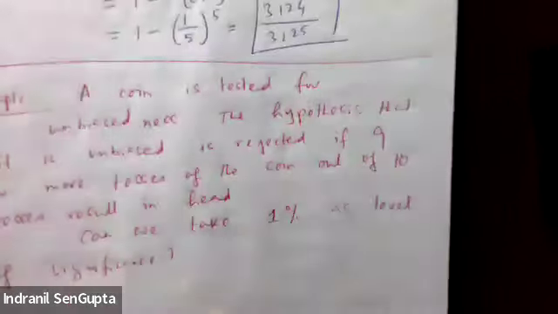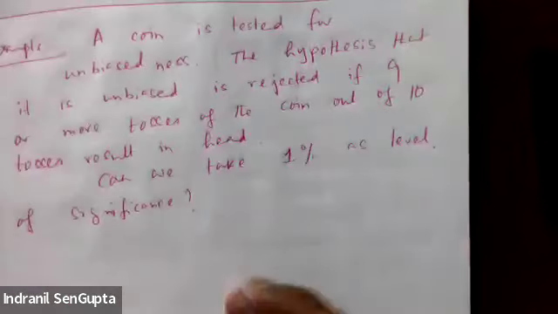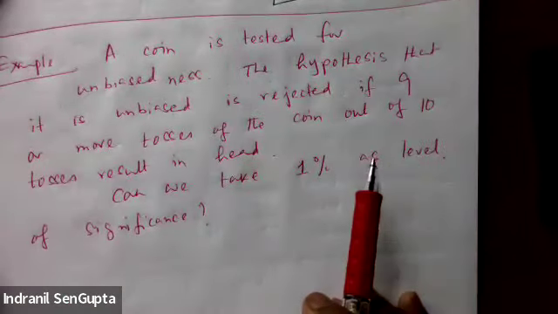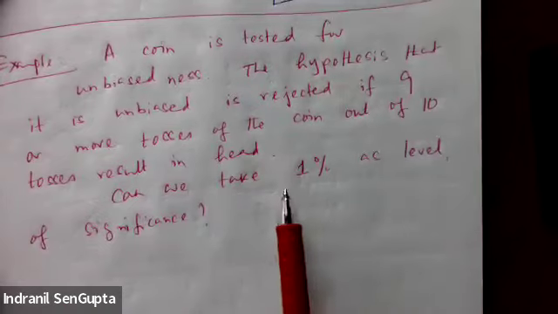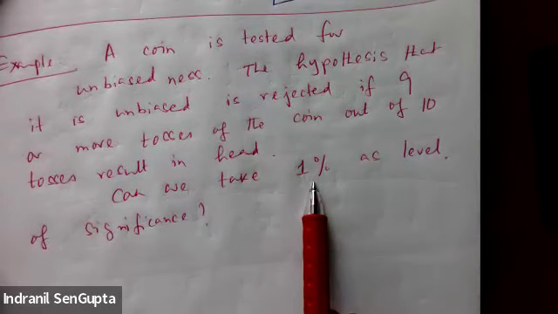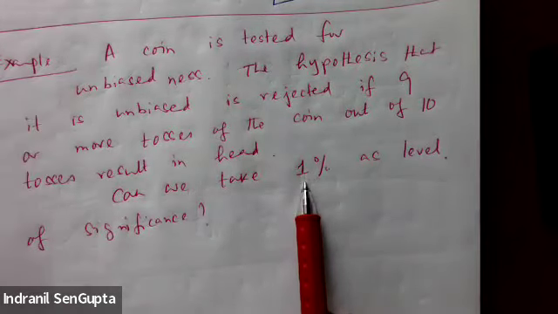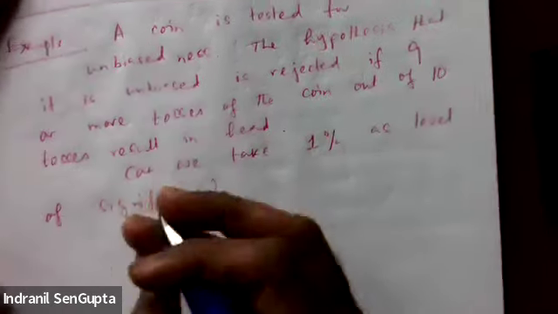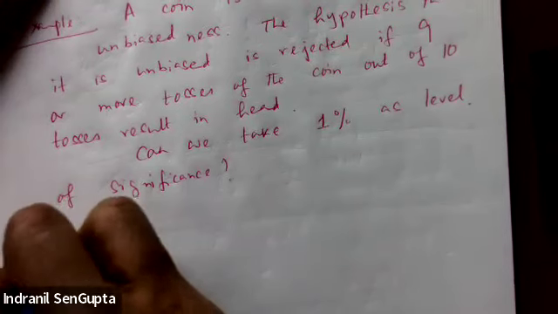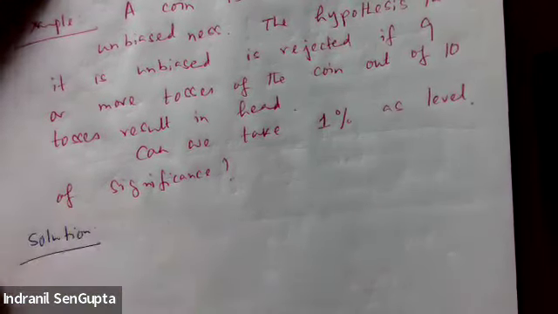Okay, so now let's go back to this problem. The question is, we have this nicely designed test. Can we say that 1%, or alpha equals 0.01, is a level of significance? Let's try to answer this, and we'll learn something when we try to solve it.